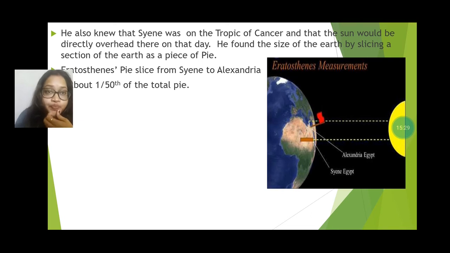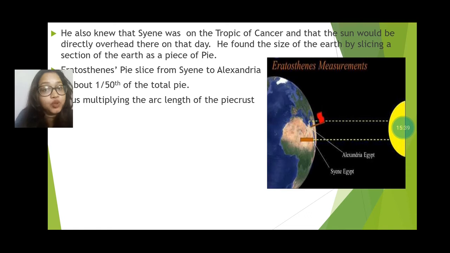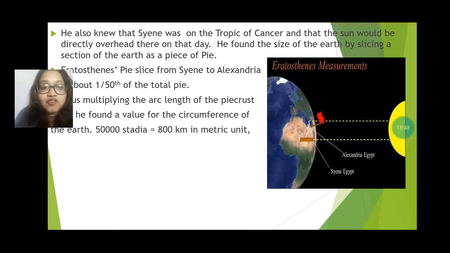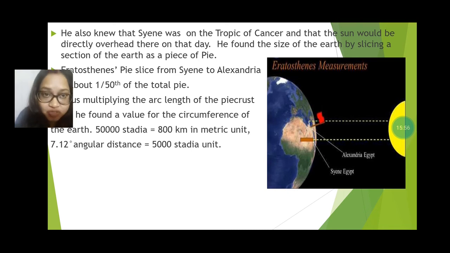This is also the Eratosthenes pie slice. From Syene to Alexandria is about 1/50 of the total pie. And by multiplying this arc length of the pie crust, he found the value of the circumference of the earth, that is 5000 stadia. If you convert it into kilometers, that is 800 kilometers in metric units.